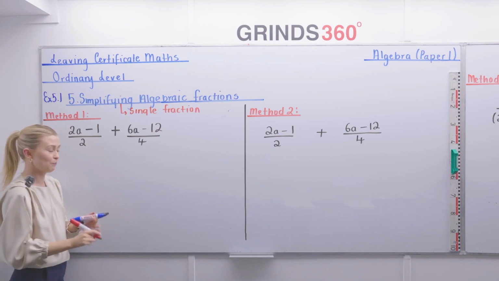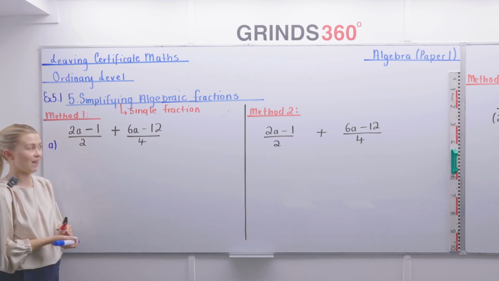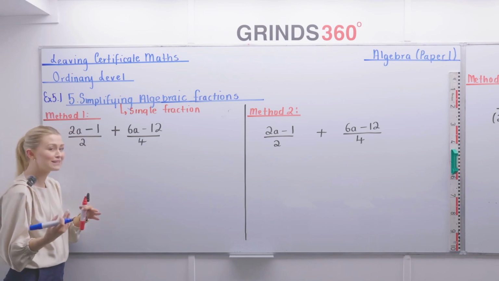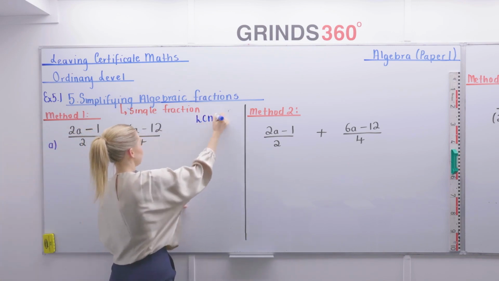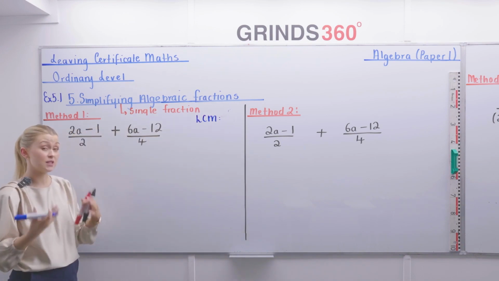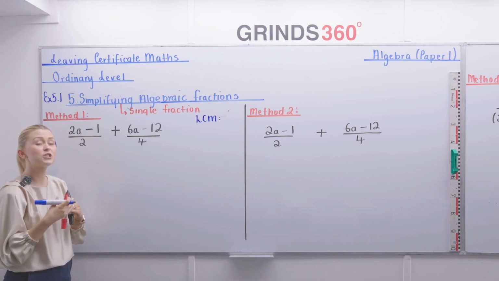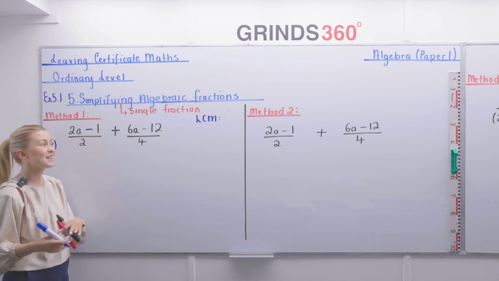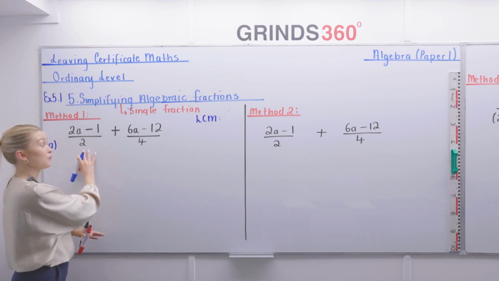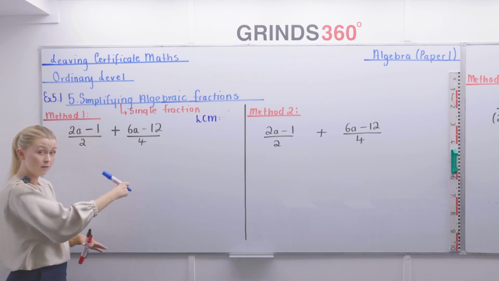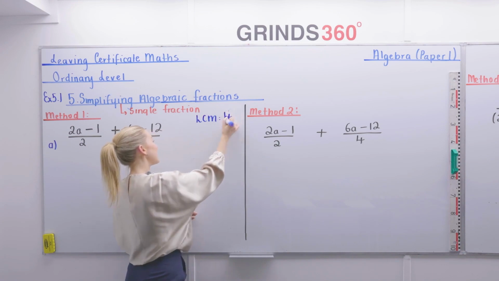So method number one. Method number one, I like to refer to as my lowest common multiple one, okay? Not the best terminology there, but my LCM. What do I mean by this? Basically, what I want you to do when you see two fractions where the denominator is a whole number, 2 and 4, I want you to find their lowest common multiple. Basically, what will both of them divide into evenly? 2 will go into 4, 4 will go into 4. So, in this case here, the lowest common multiple of 2 and 4 is 4.